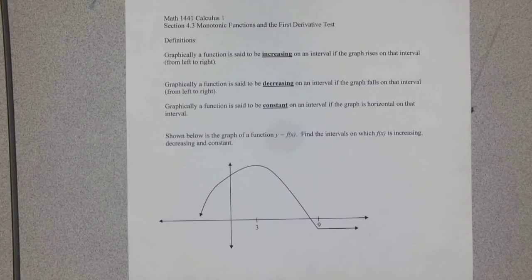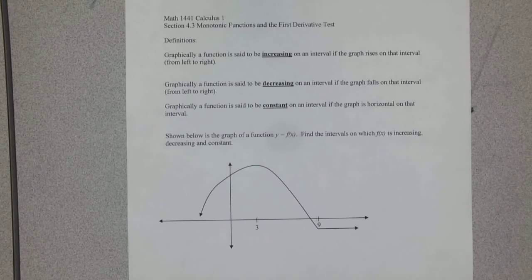So, definitions. Graphically, a function is said to be increasing on an interval if the graph rises on that interval from left to right. A function is increasing if its graph, as we travel it from left to right, is rising. Graphically, a function is said to be decreasing on an interval if the graph falls on that interval, left to right. So if the graph is falling on the interval from left to right, it's decreasing. And then lastly, graphically, a function is said to be constant on an interval if the graph is horizontal on the interval.